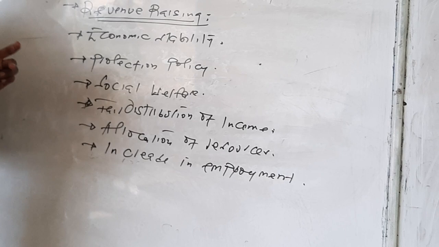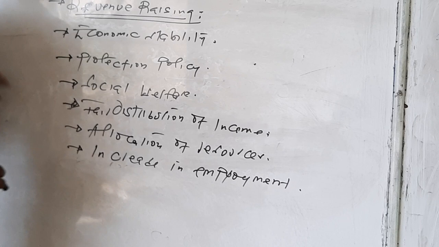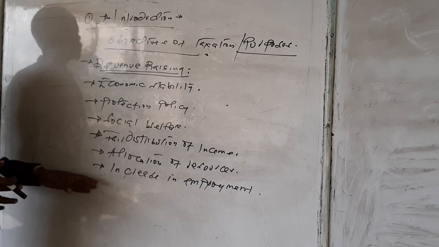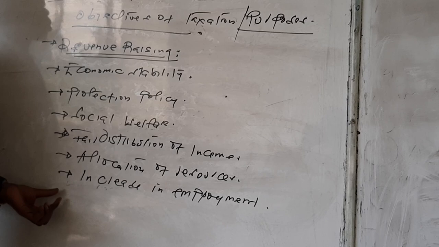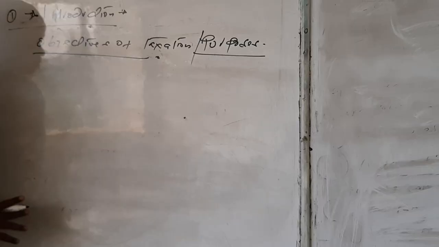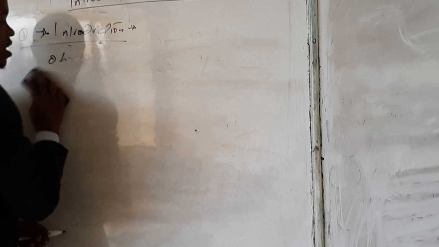So how do employment opportunities increase when it comes to the objectives of taxation? Of course, the funds collected from taxes can be used on public works programs or on public amenities such as roads, drainages, and other public buildings. If manual labor is used to complete these amenities or programs, more employment opportunities are created. We have finished the objectives of taxation.